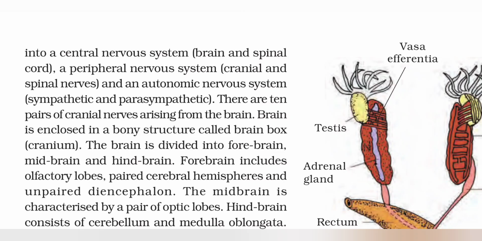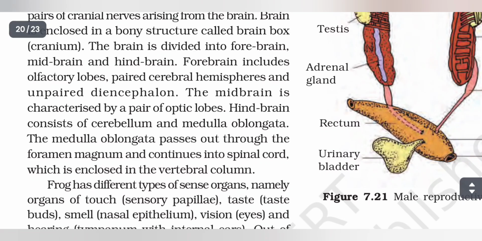The brain is divided into forebrain, midbrain, and hindbrain. Forebrain includes olfactory lobes, paired cerebral hemispheres, and unpaired diencephalon. The midbrain is characterized by a pair of optic lobes. Hindbrain consists of cerebellum and medulla oblongata. The medulla oblongata passes out through the foramen magnum and continues into the spinal cord, which is enclosed in the vertebral column.